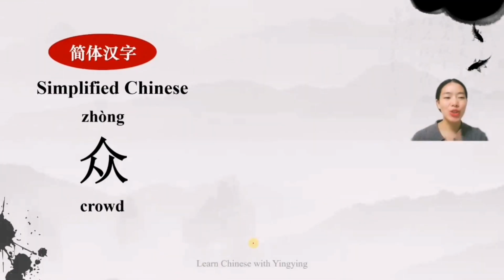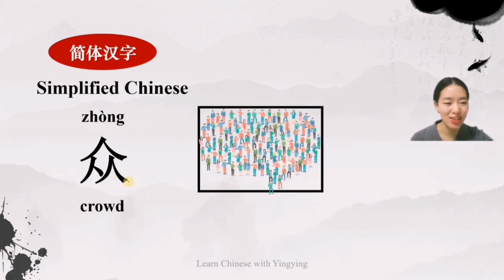And the third word we are going to learn is 众. 众. It means crowd. Can you see here? It's just 3 people put together. 3人 are put together. It's not difficult to see the logic of it.